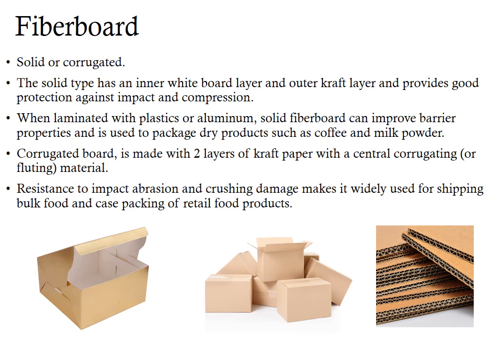Corrugated fiberboard is usually made of two layers of kraft paper with a central corrugating or fluting material. If you see here on the right side, the inside material is the fluting material. This helps to increase the impact resistance. So resistance to impact, abrasion, crushing damage is high in case of fiberboard and thus it makes it widely suitable for shipping bulk food and for packaging of retail food products.